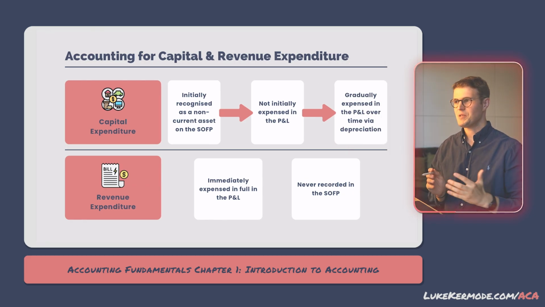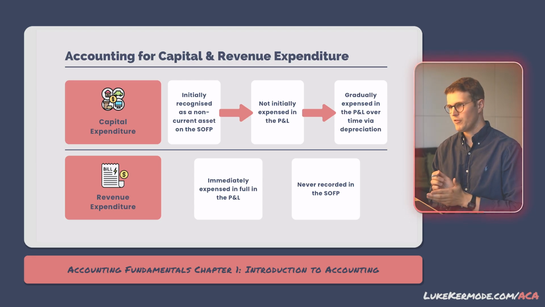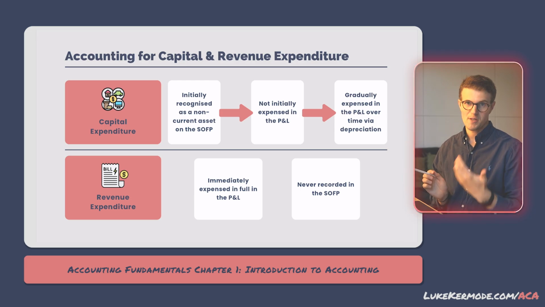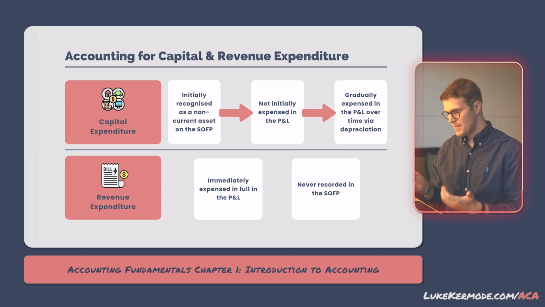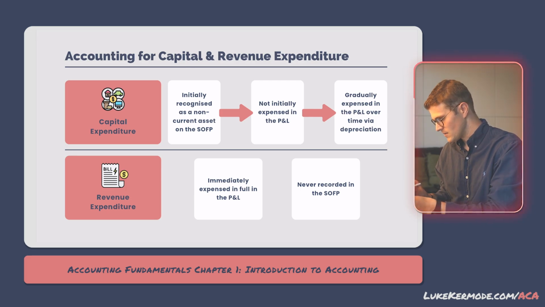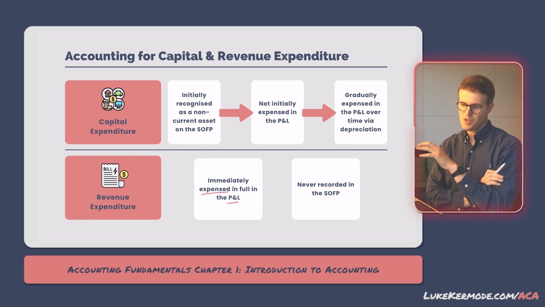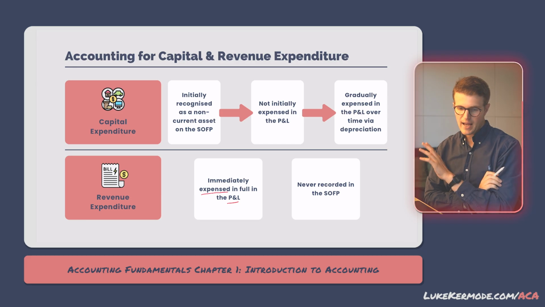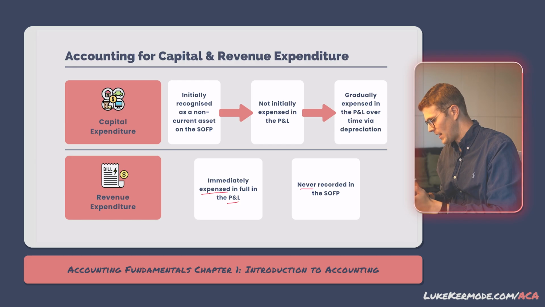Now that we've looked at the differences between capital and revenue expenditure, let's explore how they're both accounted for. We'll start with revenue expenditure, as this one's a little bit more straightforward. Revenue expenses like wages, rent, raw materials are seen as part of the ongoing costs of running a business. Therefore, they're immediately charged as an expense in the income statement. For example, if a business pays its staff wages, those wages will be immediately charged in full as an expense, which reduces the profit reported in the income statement. There's no delay. Revenue expenditure is sent straight to the income statement and it never appears on the balance sheet.